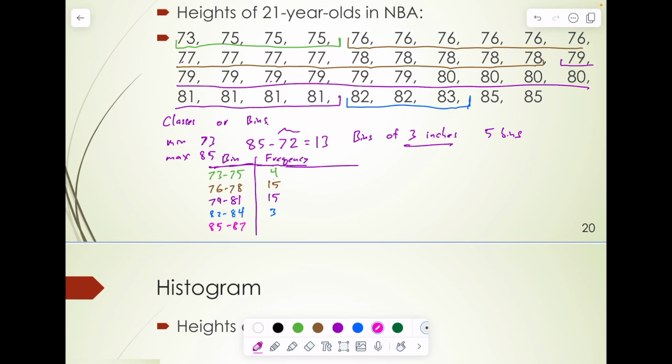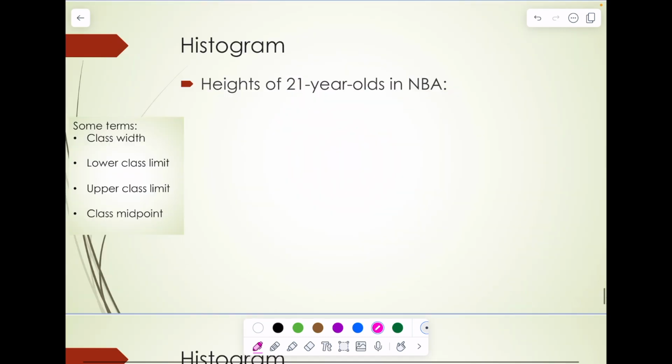And then the final bin just has these 2 85s in it. So that is my binned frequency chart. With a binned frequency chart, we can now make a histogram. A histogram is a plot similar to a bar chart, except in bar charts you usually space out the bars for the categories, but in a histogram you put them together. They abut. So let's go ahead and draw this.